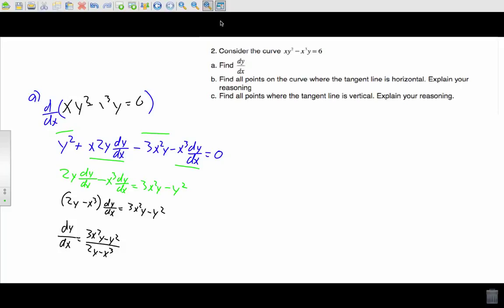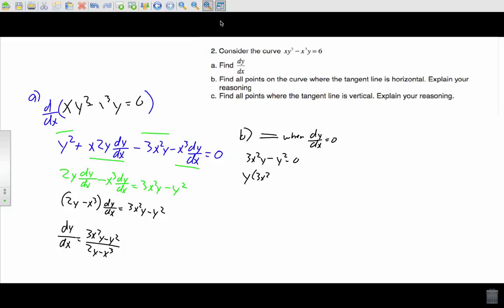And part 2, or part B of that question, says find all points on the curve where the tangent line is horizontal and explain your reasoning. Well, for part B, the tangent line is horizontal when dy/dx is equal to 0. Well, dy/dx is equal to 0 when the numerator, 3x squared y minus y squared, is equal to 0, right?